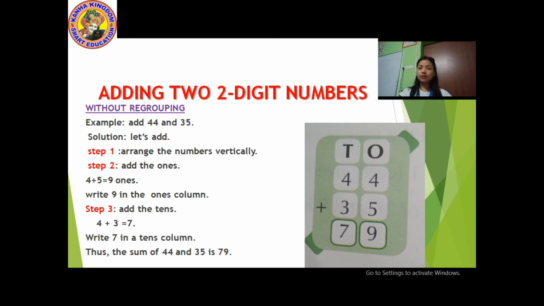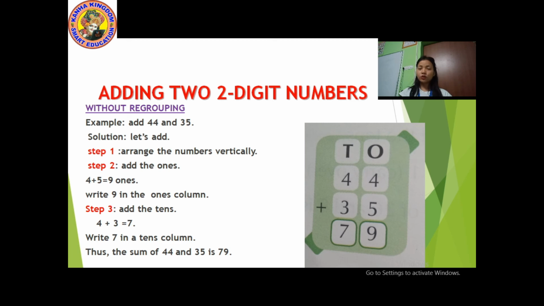So in the third step, that is add the tens, we should add 4 and 3. While adding 4 and 3, we will get 7, right? 7 tens. So while adding the tens, we should write the sum in the tens column. So we got 7 as a sum of 4 and 3, so we have to write 7 in the tens column.